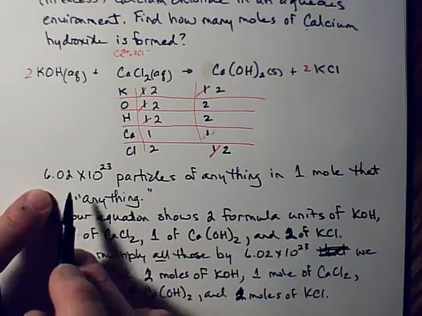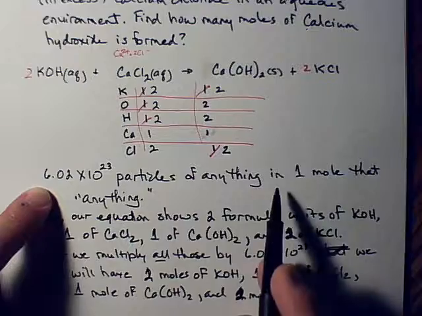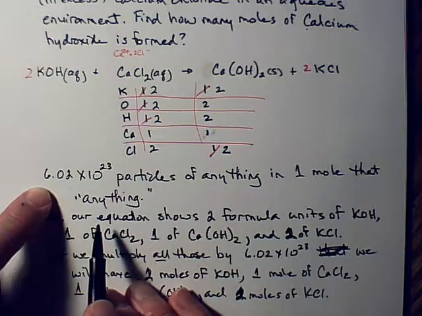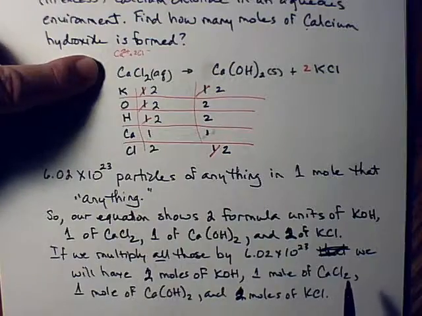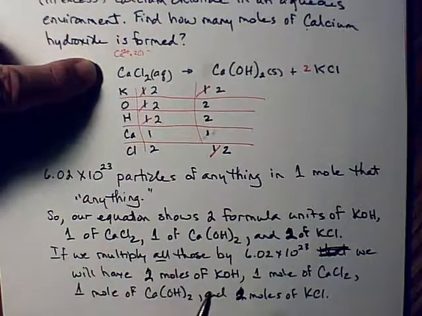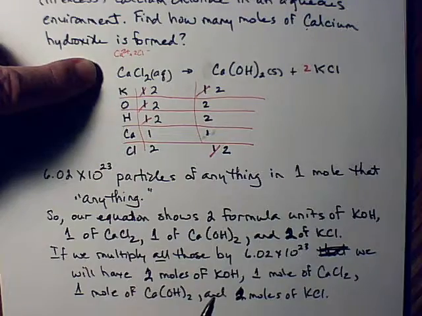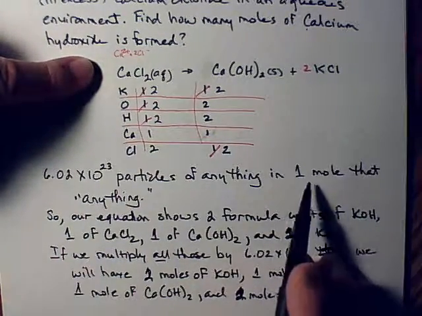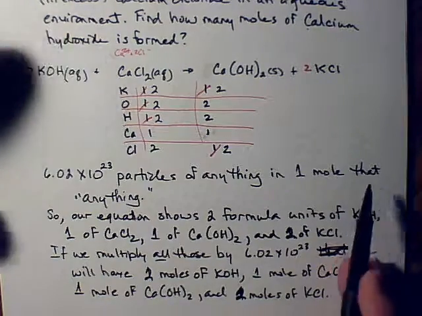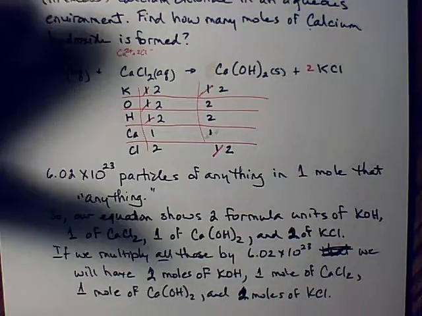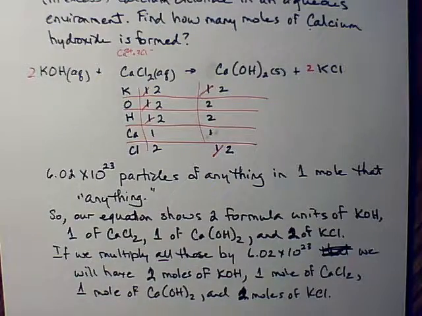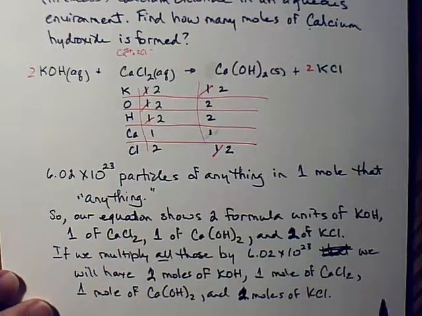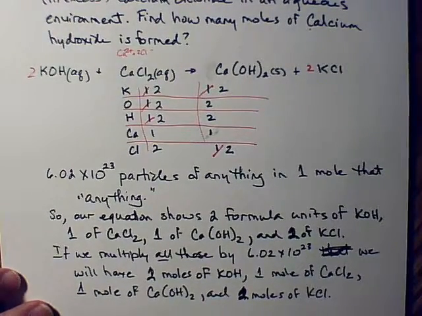Well, if 6.02 times 10 to the 23rd particles of anything equals a mole of that thing, then if I multiply this 1 calcium chloride formula unit by 6.02 times 10 to the 23rd, I have 6.02 times 10 to the 23rd formula units of this, but it's a whole lot easier to write that as 1 mole, right? Does that make sense? Anybody lost? Please have the courage to speak up and say so. The reason we want to do that will become apparent as we move along in this unit.